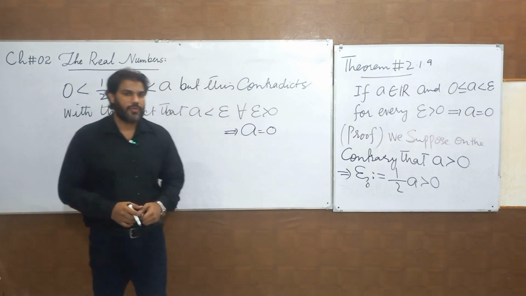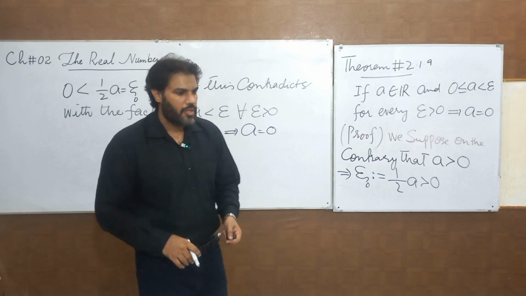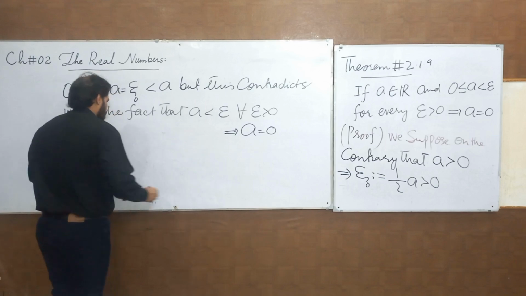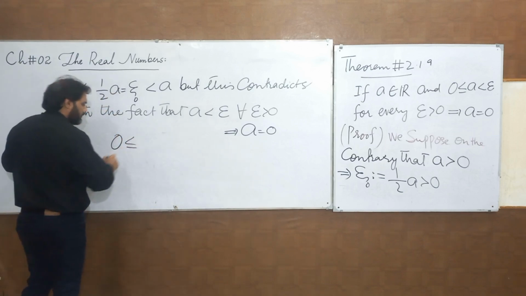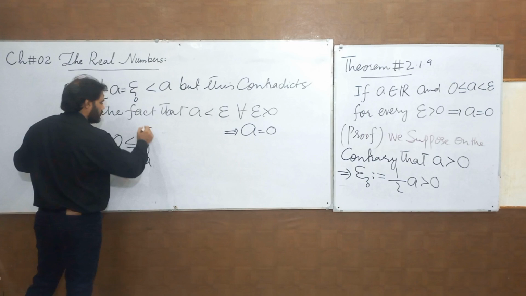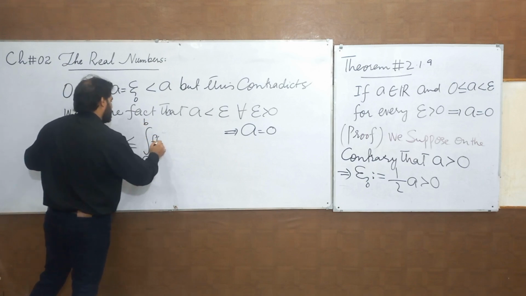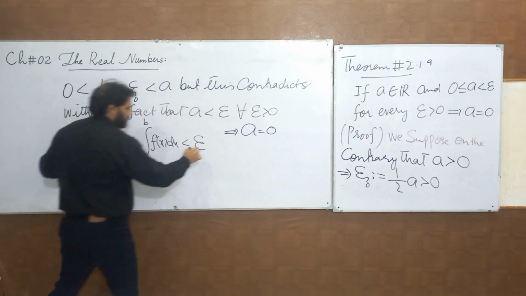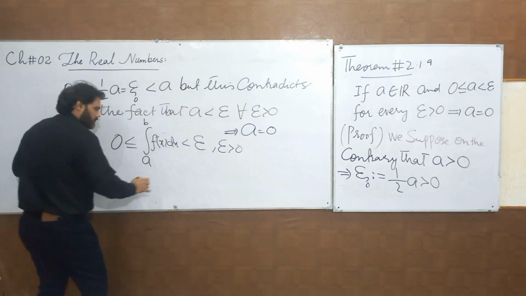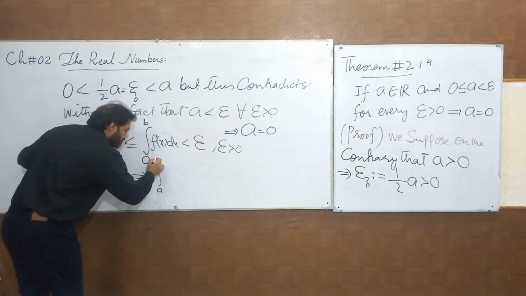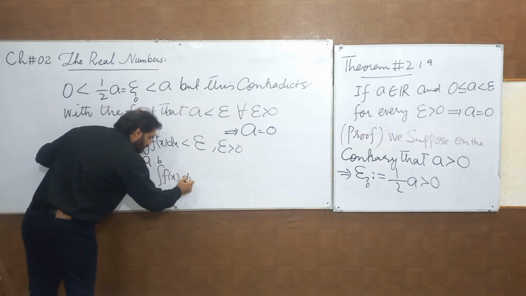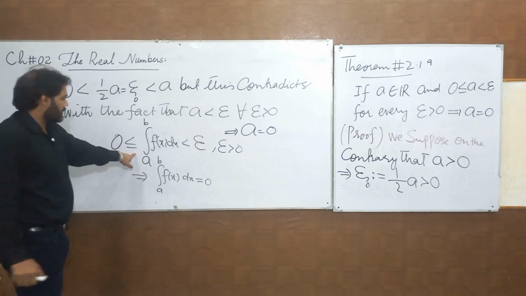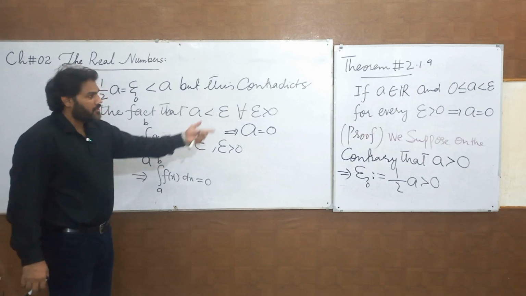We will use this result frequently in our incoming lectures, in continuity and in Riemann integration. You will see an expression 0 less than or equal to some definite integral from a to b of f of x dx, and this is less than all positive real numbers epsilon, where epsilon is greater than 0. From this expression, we will always conclude that this integral is exactly equal to 0, because in this expression our integral is playing the role of a.